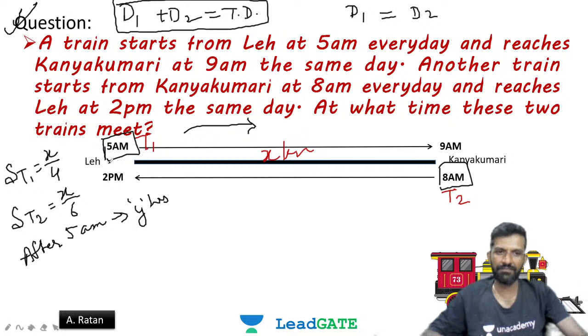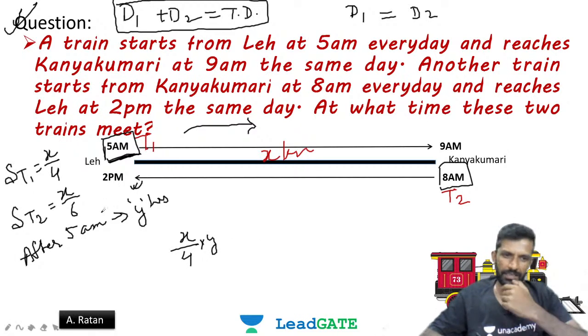It means that the 5 am train is traveling for y hours to reach the meeting point. So the 5 am train, that is train 1. What is the speed of train 1? X by 4. This is the speed, and it is traveling for y hours. So speed into time is the distance covered: x by 4 into y. This is the distance covered by the first object.